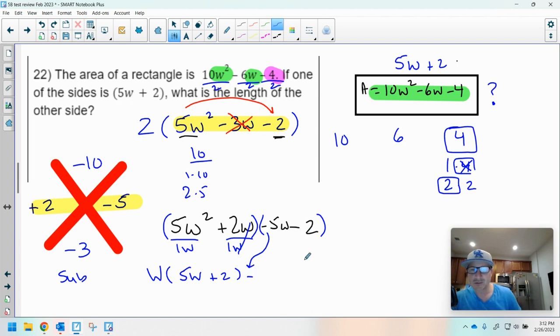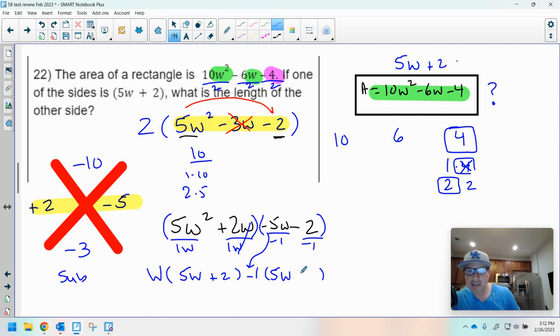5 and 2, they do not have a GCF. And you're never going to have a letter in the middle here because 2 does not have a W with it. If they don't have any GCF, we do have to throw in a 1. And this is a negative 1. Parentheses, we're going to divide by negative 1. Negative 5 divided by negative 1. Positive 5 with a W.